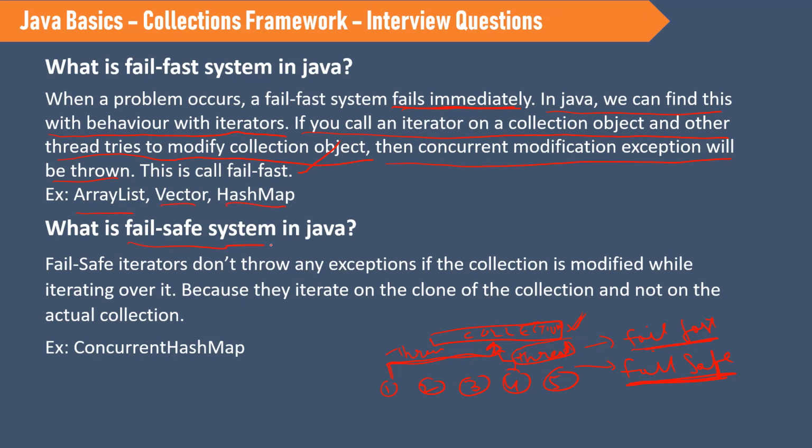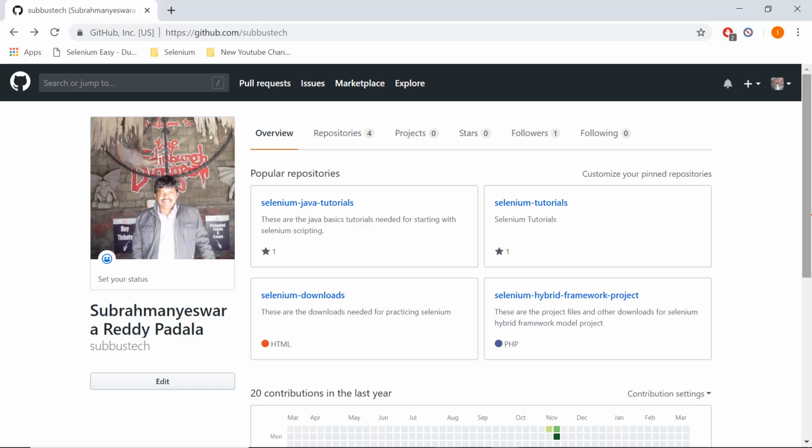What is fail safe system? In a fail safe system, iterators don't throw any exception if the collection is modified while iterating over it, because they iterate on the clone of the collection and not the actual collection. The example is ConcurrentHashMap. So in this video we have seen some interview questions on collections framework.